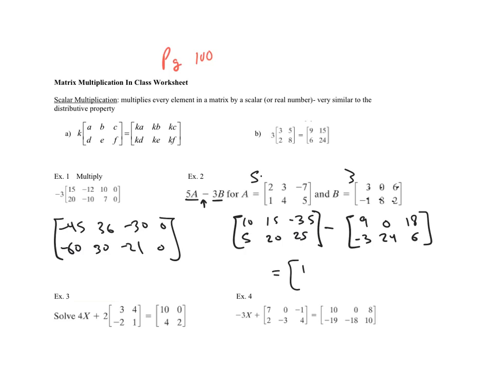10 minus 9 is 1. 15 minus 0 is 15. Negative 35 minus 18 would be negative 53. Then 5 minus negative 3 is 8. 20 minus 24, negative 4. 25 minus 6, 19. Okay.